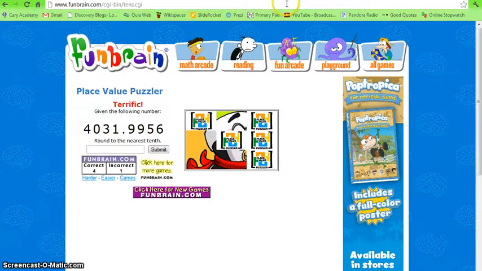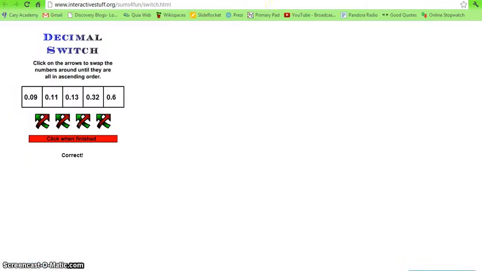Now, since that was our last one, we're going to do the decimal switch, which is like the ordering of decimals. Let's take a look at this. Well, it is already finished, so let's just look at it. Why would the 0.09 be here? 0.09 is 9 hundredths. So that would be the less. So that was basically 9 out of 100.